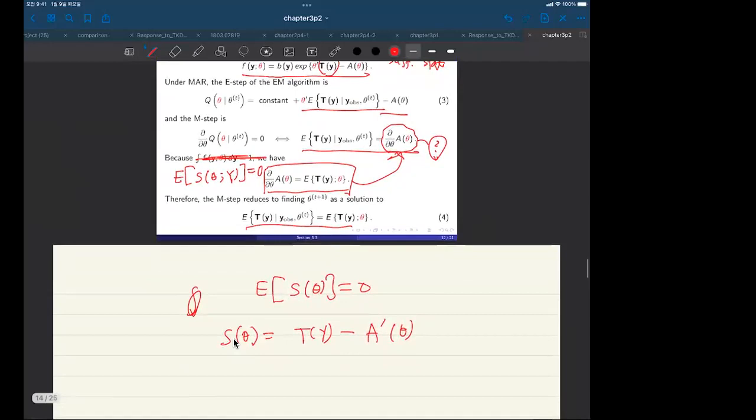So this equation 4 is an interesting equation describing the nature of the EM algorithm. The EM algorithm is basically equating the sufficient statistics, the unconditional expectation, to the conditional expectation. And when you compute the conditional expectation, you need to use the current parameter value.